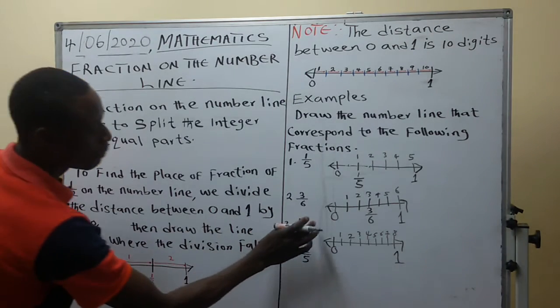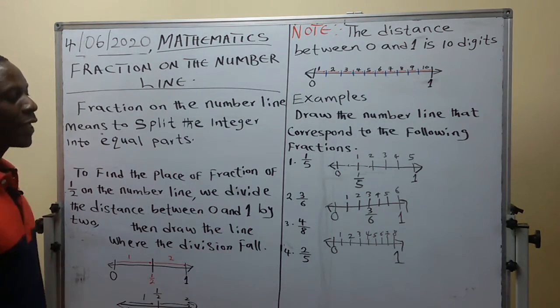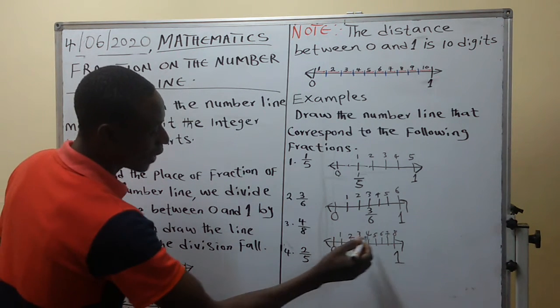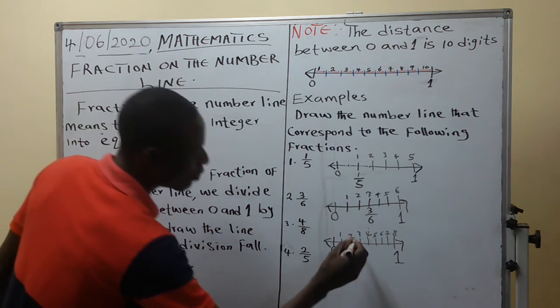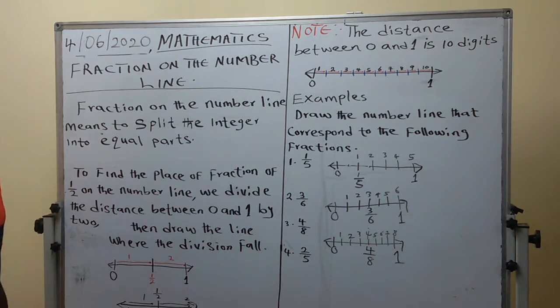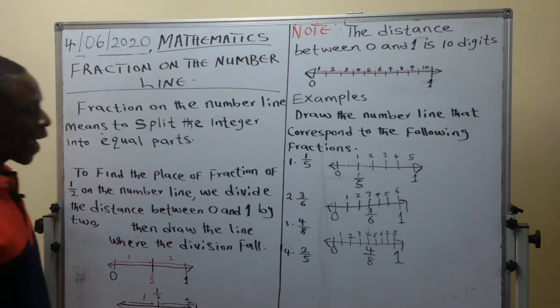Now we have to find 4/8 on the number line. It's easy because without counting you have to know that this is 4 and the whole line is divided into 8. So you write 4/8.